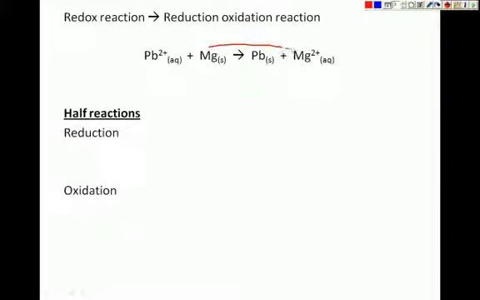So this is losing electrons, and therefore it is oxidation. LEO, losing electrons, oxidation. Okay, and this one is gaining electrons. It gains 2 electrons, and therefore this is reduction.